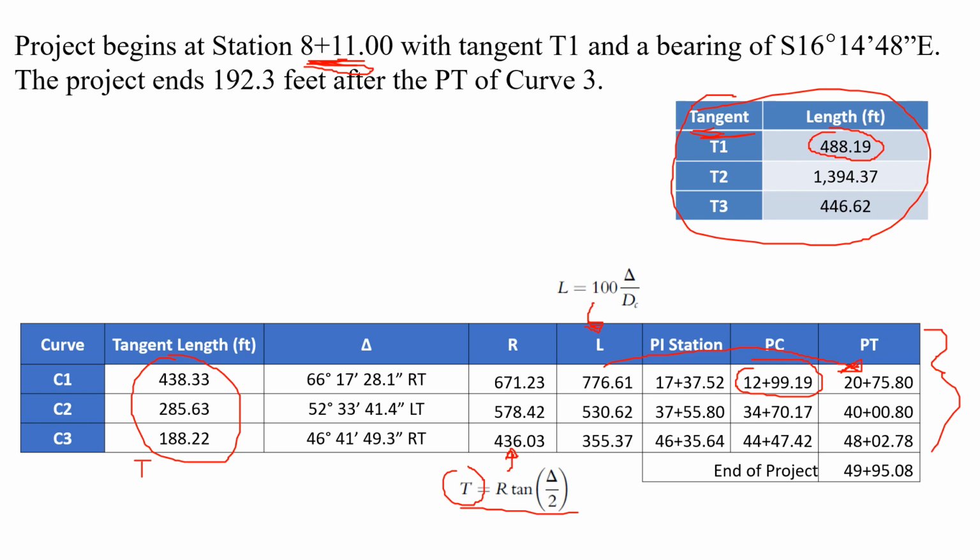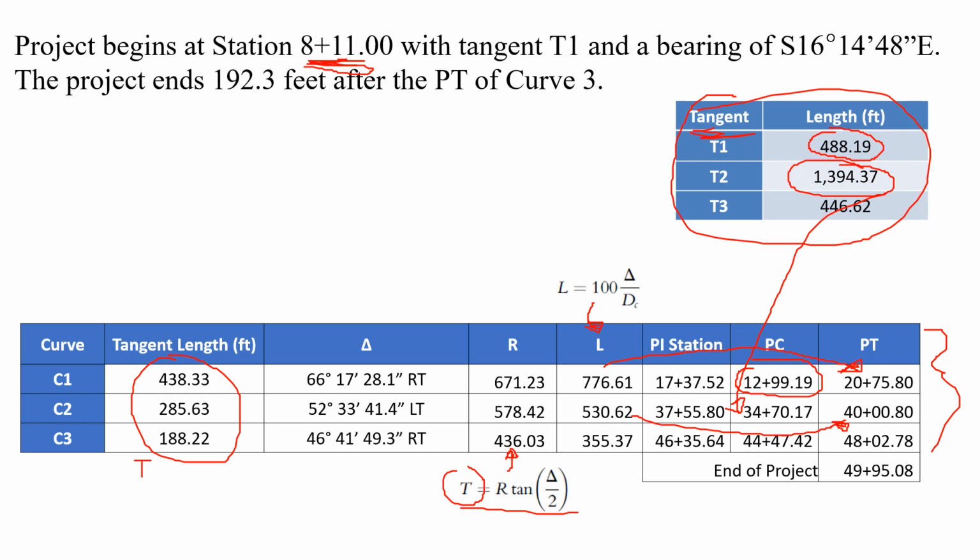Next, we will take our tangent length T2. We're going to add that to the PT of 1 to get the PC of curve 2, because we're adding that tangent length T2 in between our two curves. So PT of curve 1 plus the length T2 gives us the PC of curve 2. We're going to add the length of curve 2 to the PC of curve 2 to arrive at the PT station for curve 2, and that gives us station 40 plus 0.8.